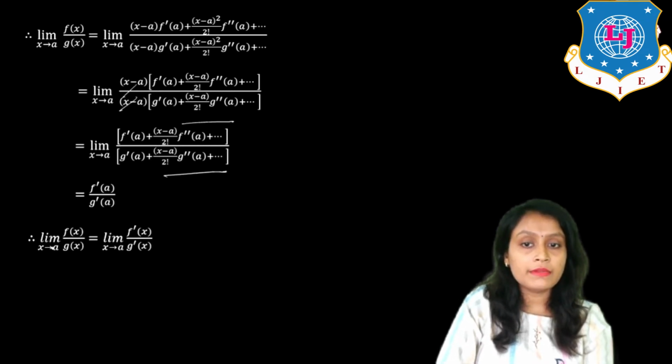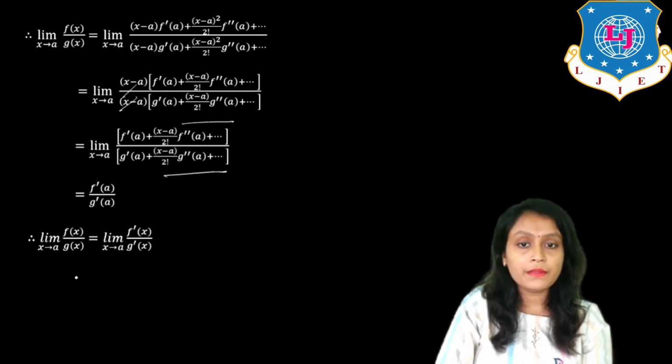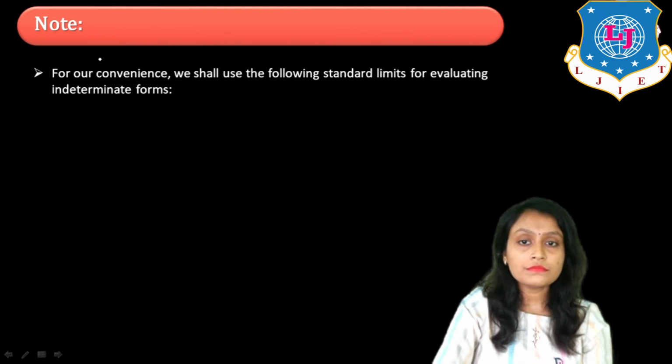Therefore we can say limit x tends to a, f(x) upon g(x) is equal to limit x tends to a, f dash x upon g dash x. Okay. Now for our convenience, we shall use the following standard limits for evaluating indeterminate forms.